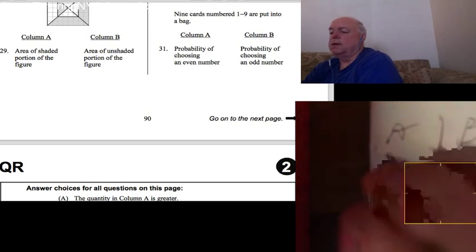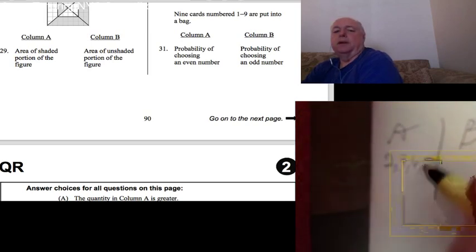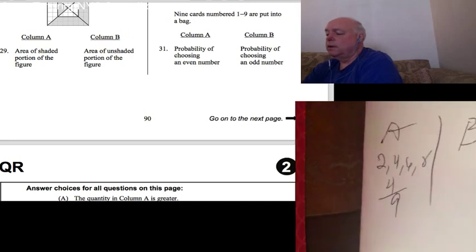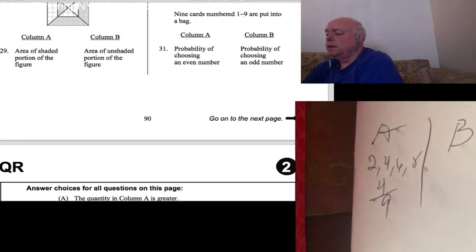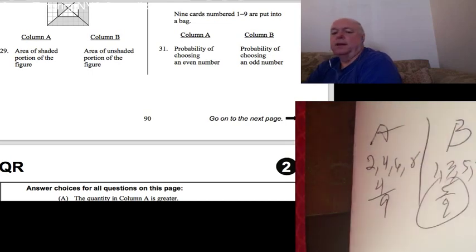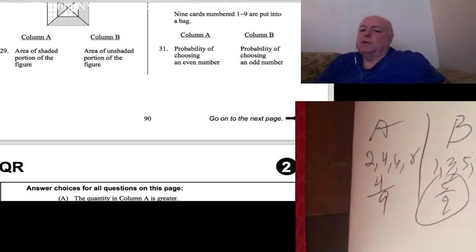That's the probability there. Okay, B says the probability of choosing an odd number. So we have 1, 3, 5, 7, 9. That's 5 out of 9, right? So column B is bigger. Okay, again, it's a simple one, but it's just mapping the English to math and doing it.